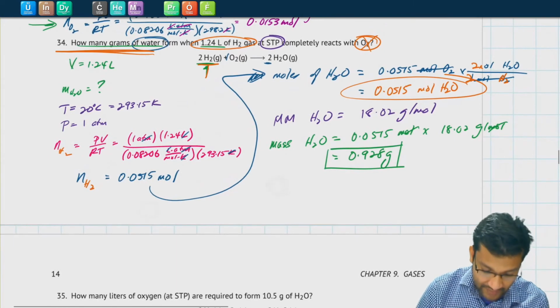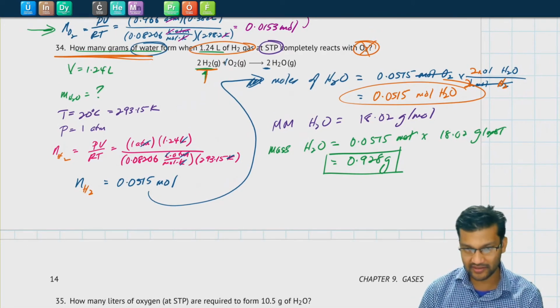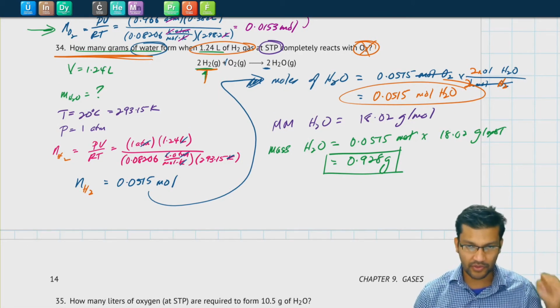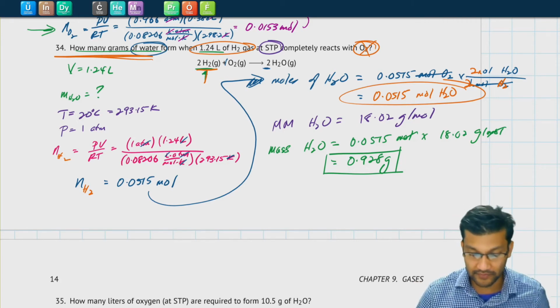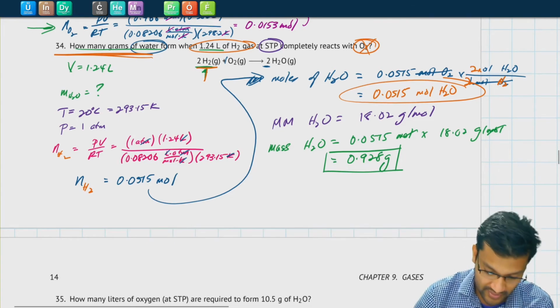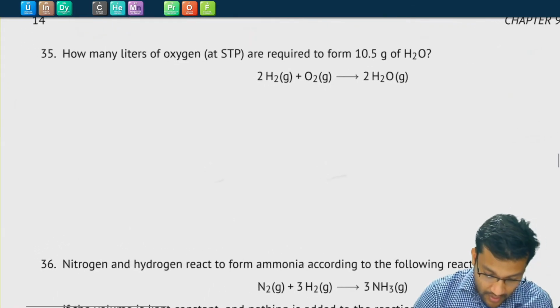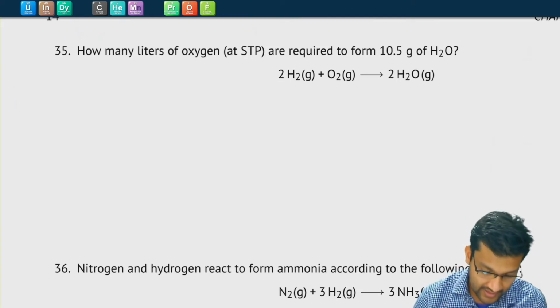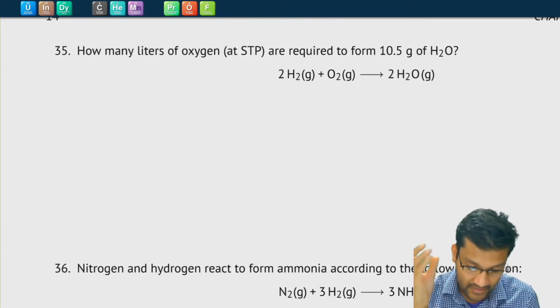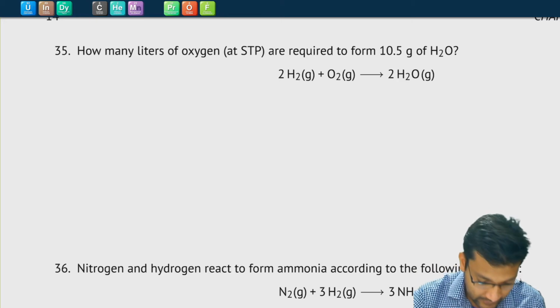Okay, so there we have it. Same stoichiometric calculation. First step, find the number of moles of the known. Second step, find the number of moles of the unknown. Third step, find the interesting property of the unknown that we're looking for. Okay, one more for practice. Number 35. It might be written a little bit differently, but let's try it.